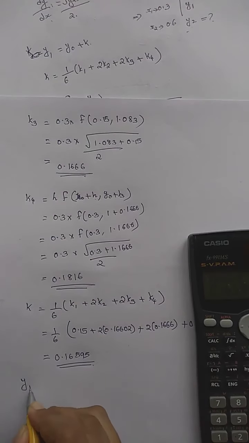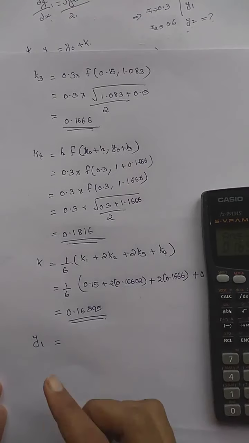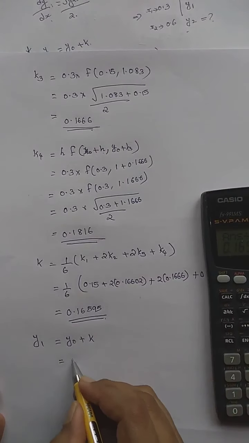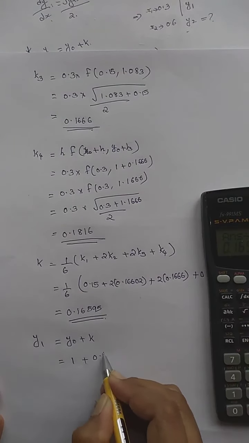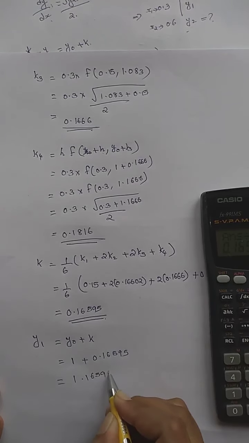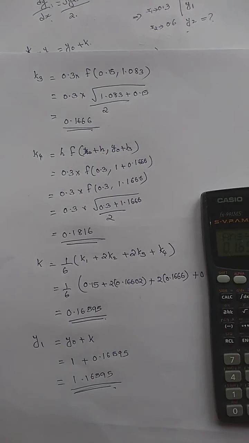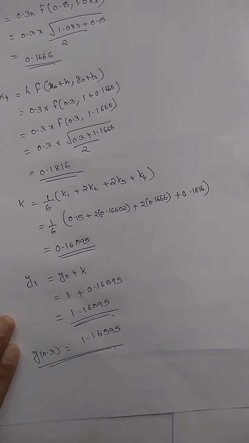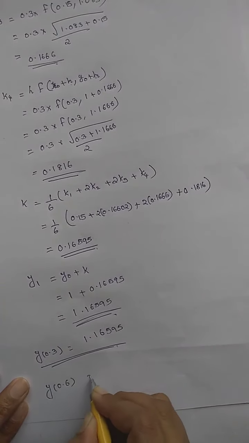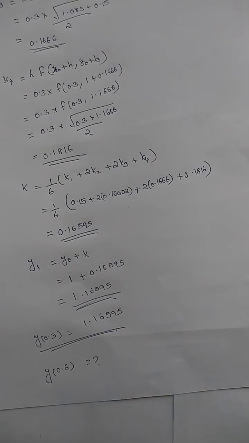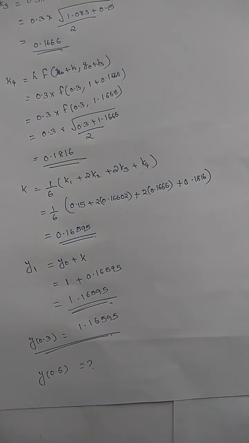Now what we have to find out? I have to find out Y1. Y1 is equal to Y0 plus K value. That is, Y0 value was 1 plus 0.16595. We get 1.16595. That is the value for Y1, which means Y of 0.3 is equal to 1.16595. What is our question? Our question is to find out Y of 0.6, isn't it? This is our question. So in order to find Y of 0.6, again we have to do the same steps.